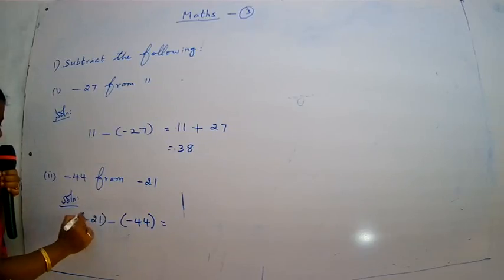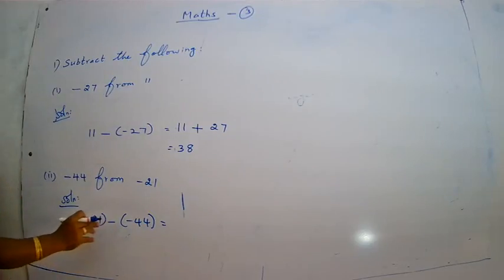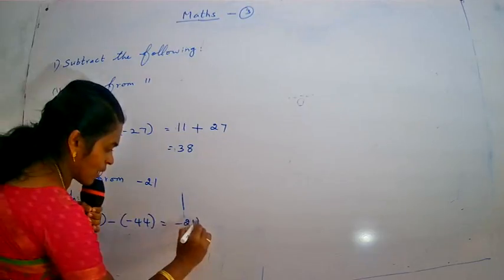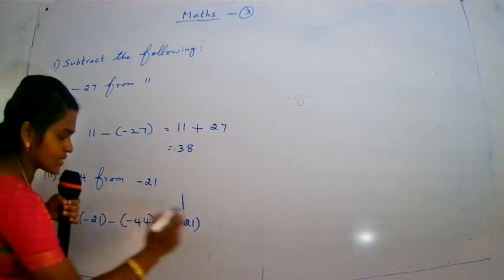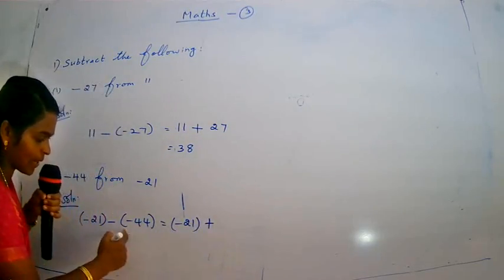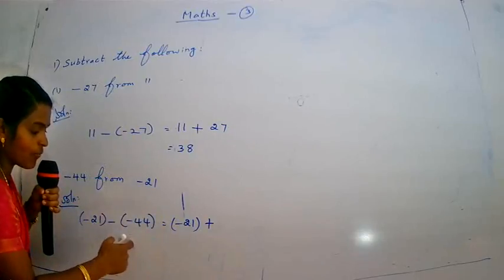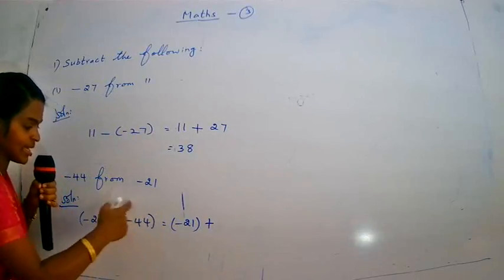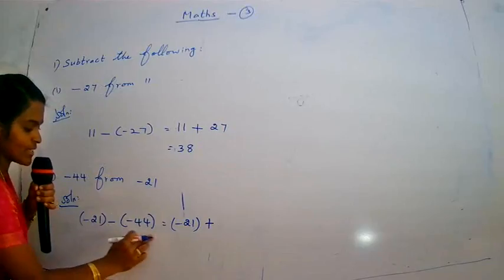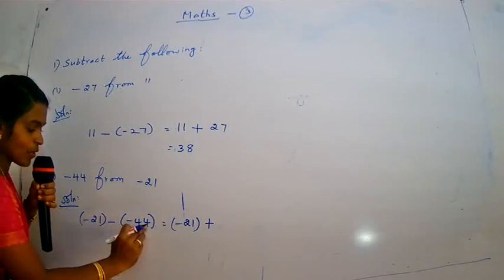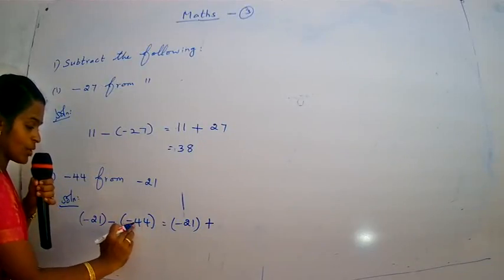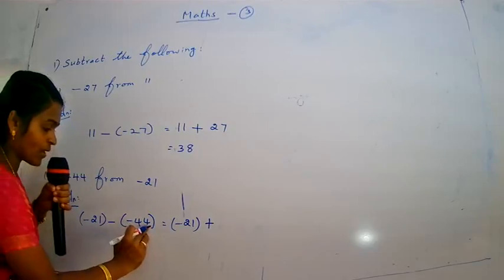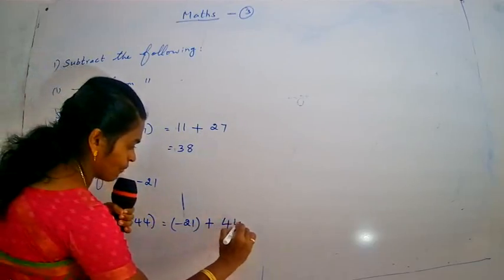Okay, children? Yes. Now here is minus. So now you convert into positive. That's addition. Okay. So minus 21. This is minus into plus. That time you put the additive inverse of this integer. What is the additive inverse of this integer? Minus 44 is there. So the additive inverse of minus 44 is plus 44.